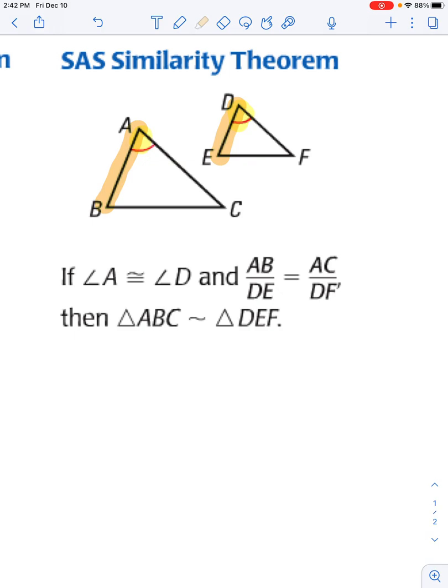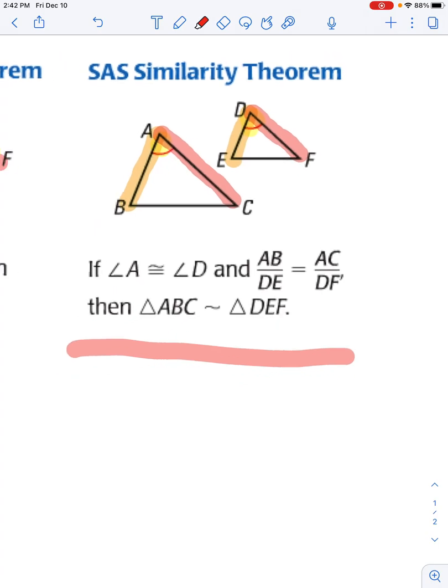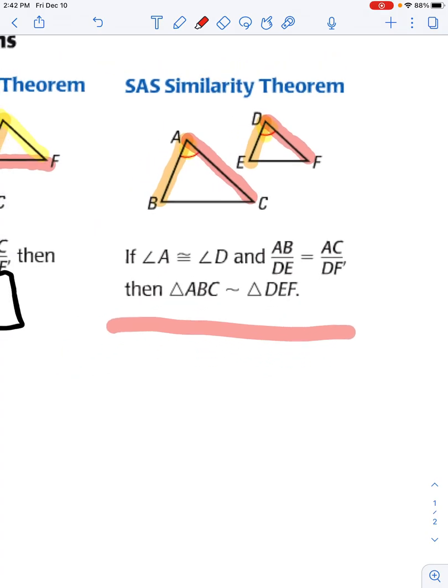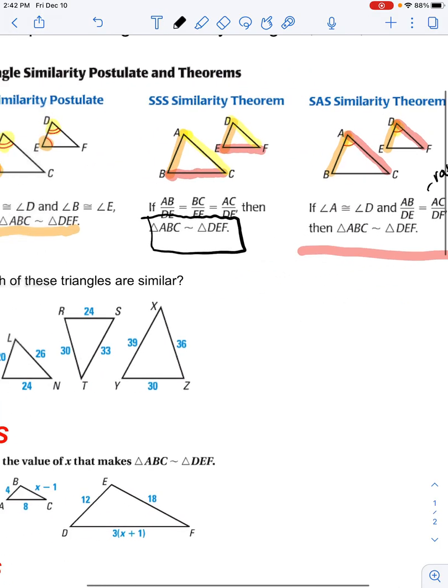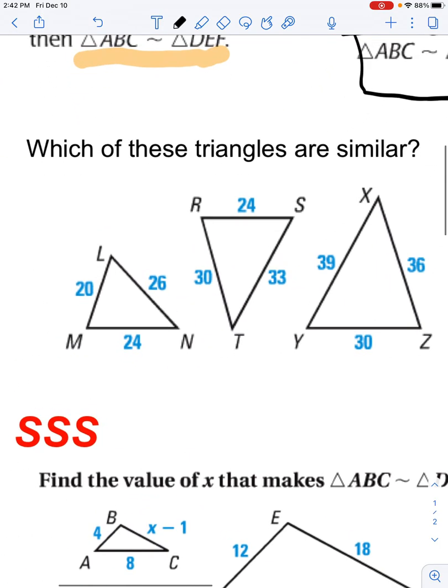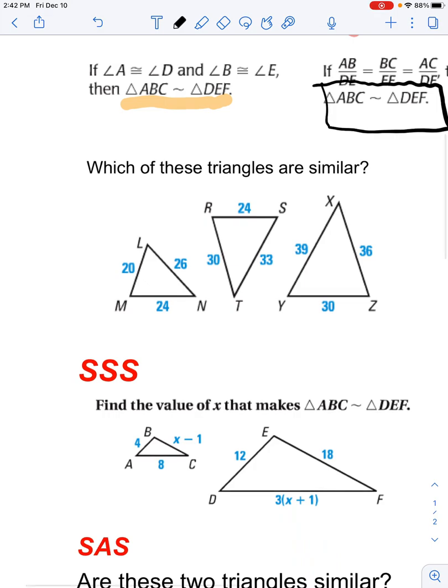And the last one is side-angle-side. Notice that our angle is sandwiched in between our two sides. That's super important. The angle that's congruent has to be the angle that's in between the two sides in order for this to be true. Side-angle-side similarity theorem. And again, this is looking at the ratio and the proportion. Are they proportional to each other?